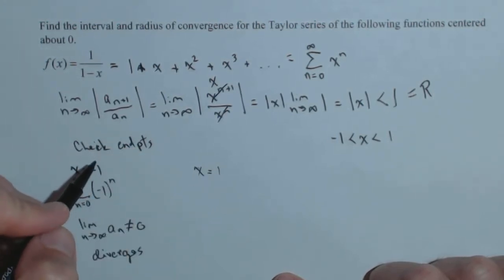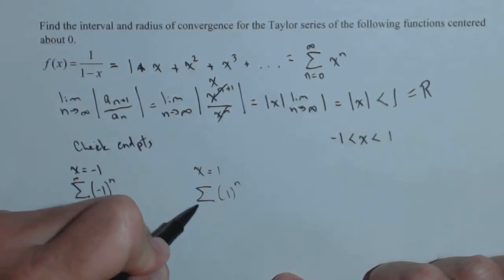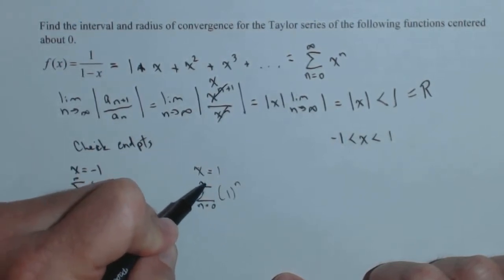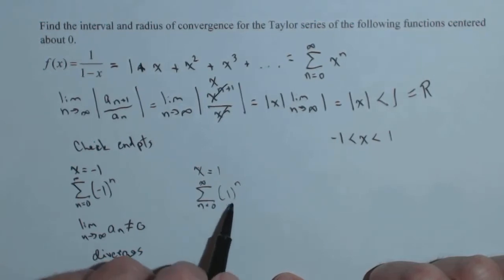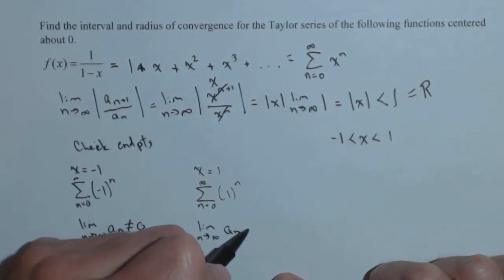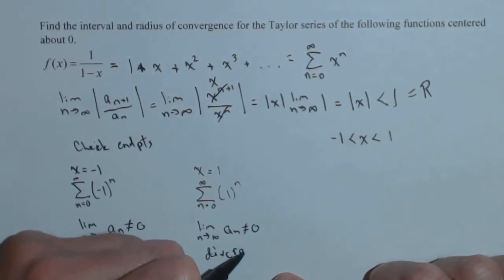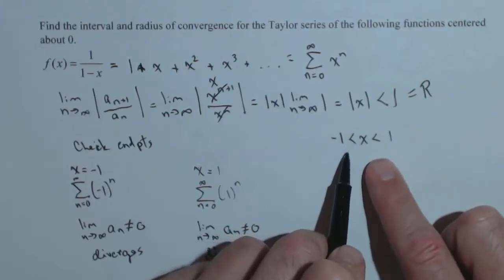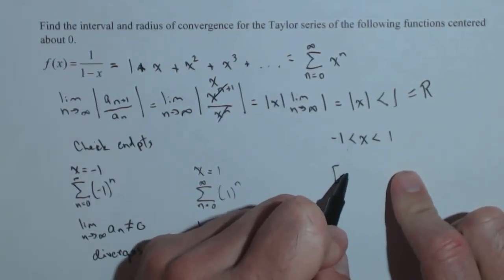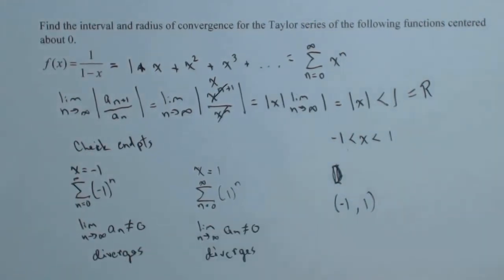Let's do the same thing for 1. If we put 1 in, we get the sum of 1 to the n from n equals 0 to infinity. We can use pretty much the same test. The sum of 1's is going to go to infinity. If we wanted to make a formal argument, I think the easiest would be to say our sequence does not go to 0, so this diverges. Therefore, our interval of convergence is negative 1 to 1, not including either endpoint.